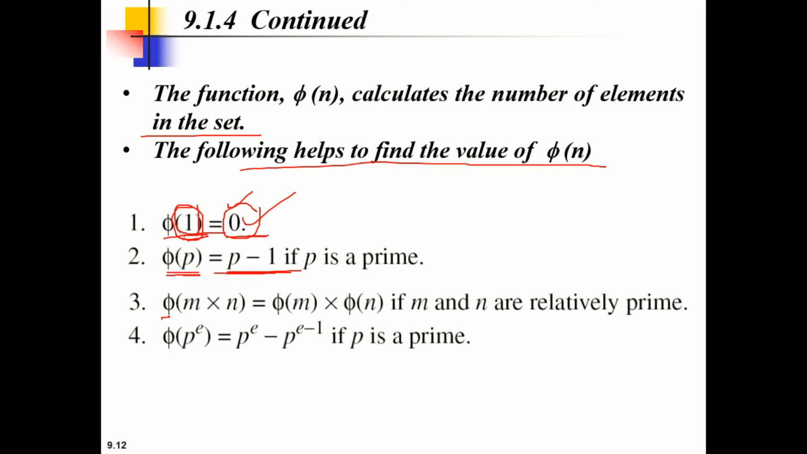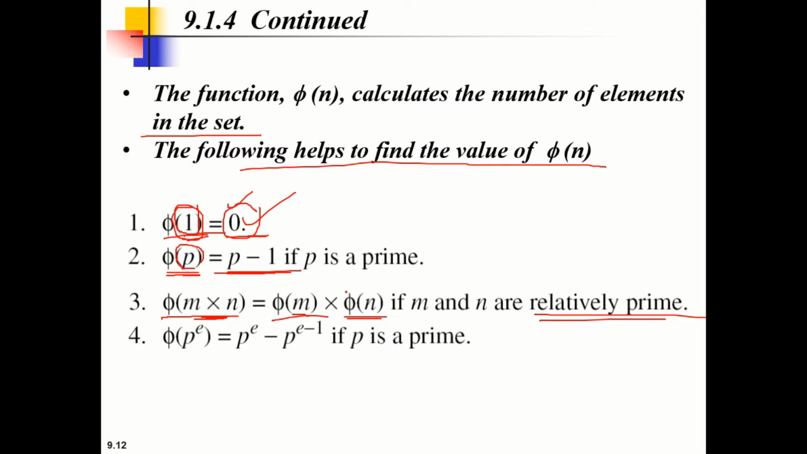Next is phi(m × n). If we can represent this p as m into n, then how can we find out the number of the prime numbers which are smaller and relatively prime? We can write it as phi(m) × phi(n). Okay, and this m and n should be such that they are relatively prime, right? So this thing we have to keep in our mind.